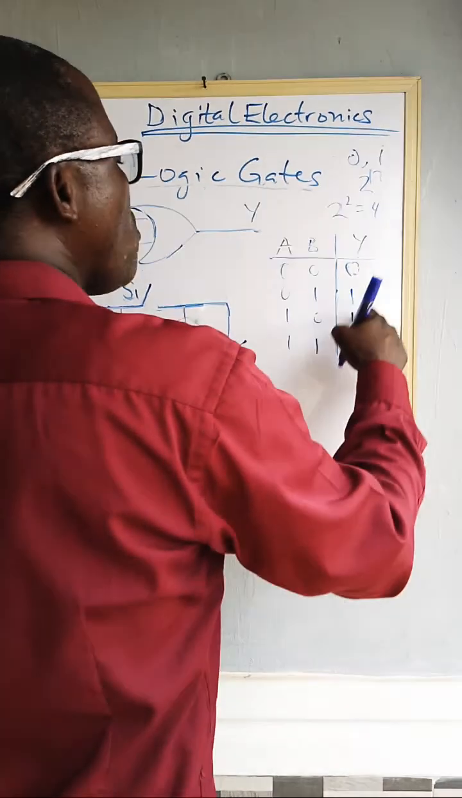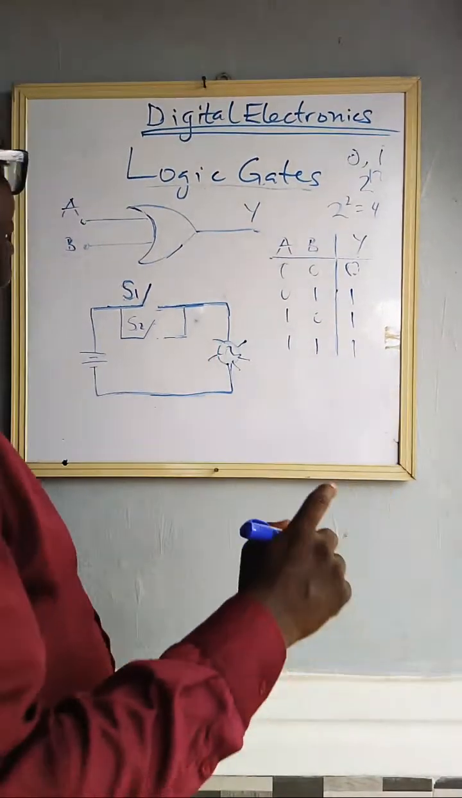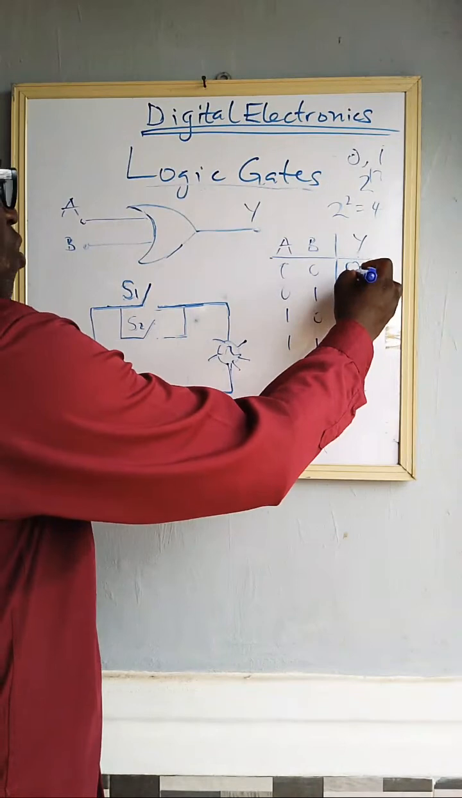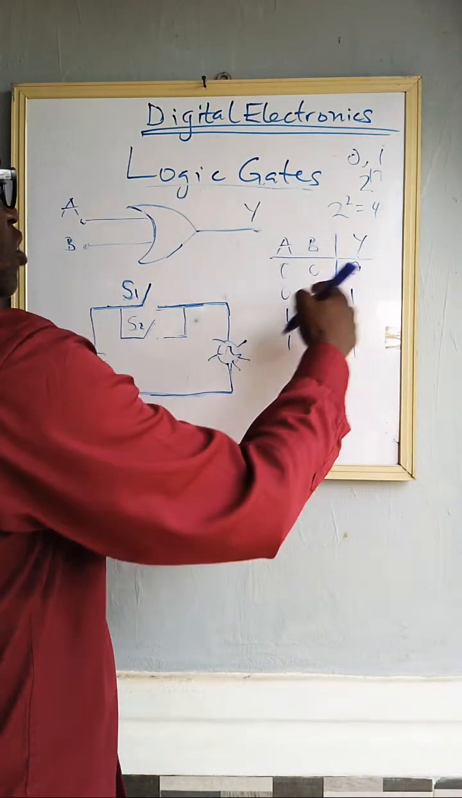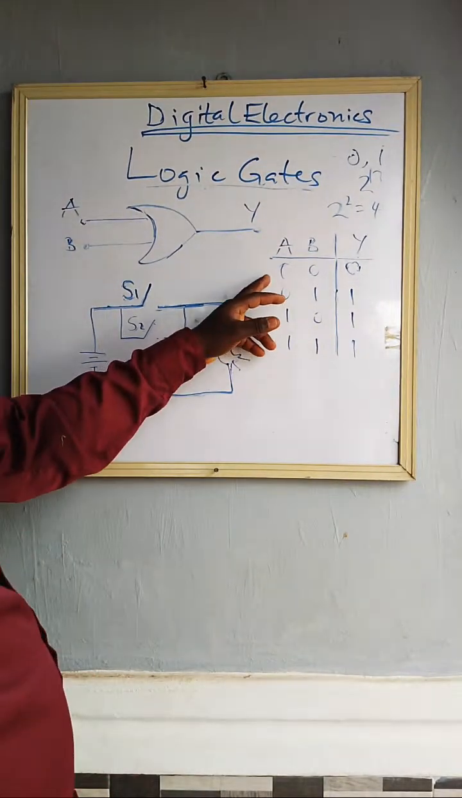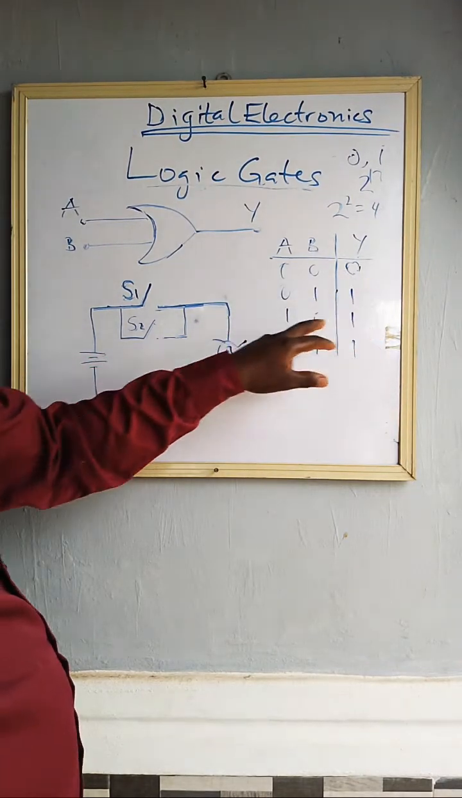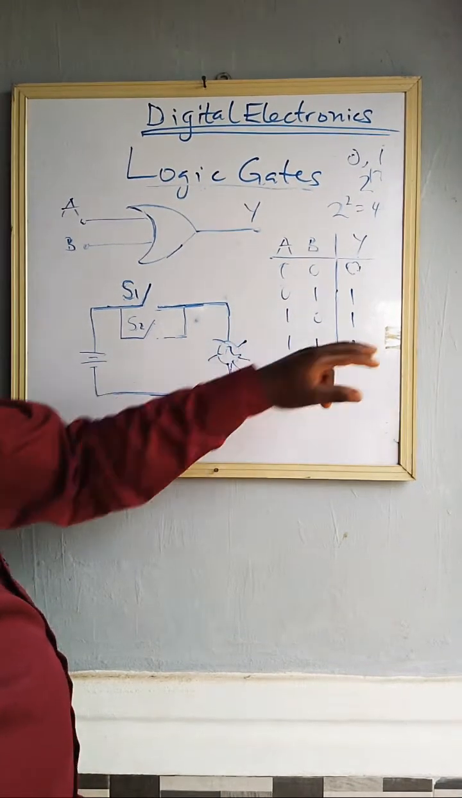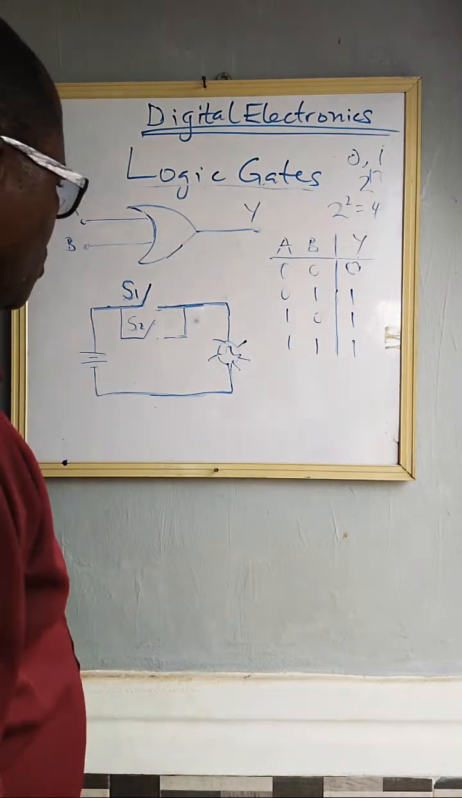Here, 1 indicates the output at Y is high. 0 indicates a low output. And then we can see the combination of the inputs that gives us the output. When we have 0, 0, we have a 0. 0, 1, we have a 1. 1, 0, we have a 1. 1, 1, we have a 1. And that's how the OR gate functions, the two input OR gates.